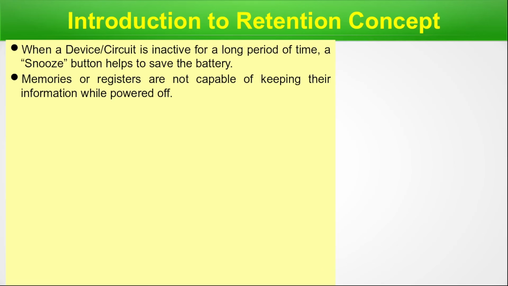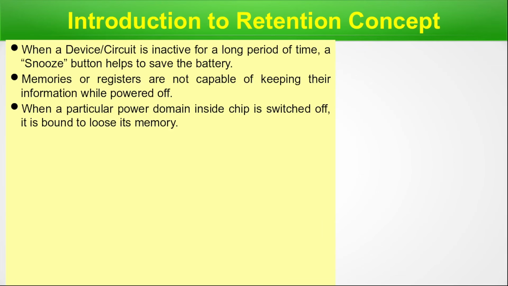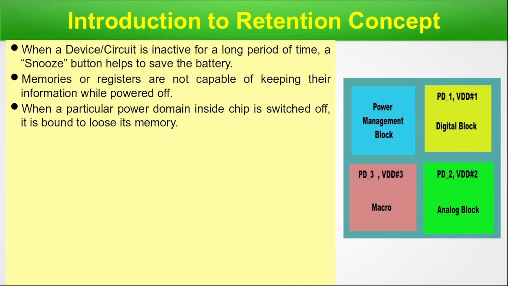Memories or registers are not capable of keeping their information while the device is off. When a particular power domain inside a chip is switched off, it is bound to lose its memory. This is the obvious consequence that we experience in modern day power domains. Here is a photograph of the various power domains. You can see here, this is the power management block, and here is power domain 1 with VDD1, power domain 2 with VDD2, and power domain 3 with VDD3.